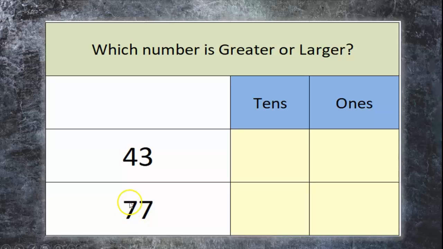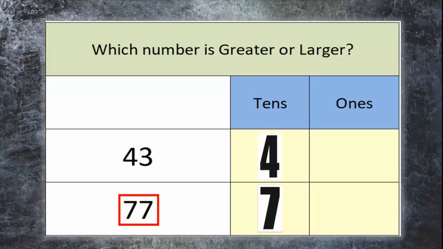So since 7 tens is more than 4 tens, we can safely assume that 77 is larger or greater than 43. 77 is larger or greater than 43. We don't need to write the ones if the answer can be delivered using only the tens.